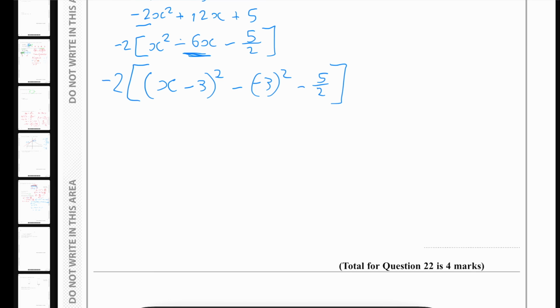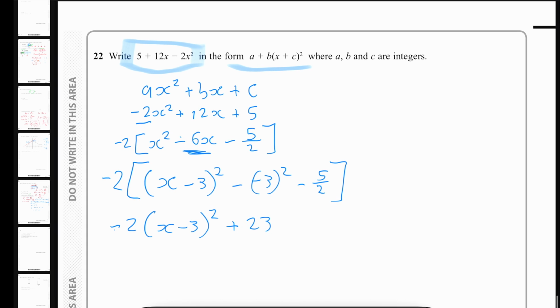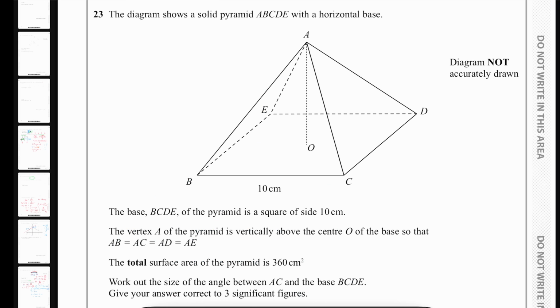Right, so collecting and simplifying as much as I can, I get minus 2x minus 3 squared plus 23. And if I wanted just to write it exactly how they wrote it, it would be 23 minus 2x minus 3 squared. That's your answer.